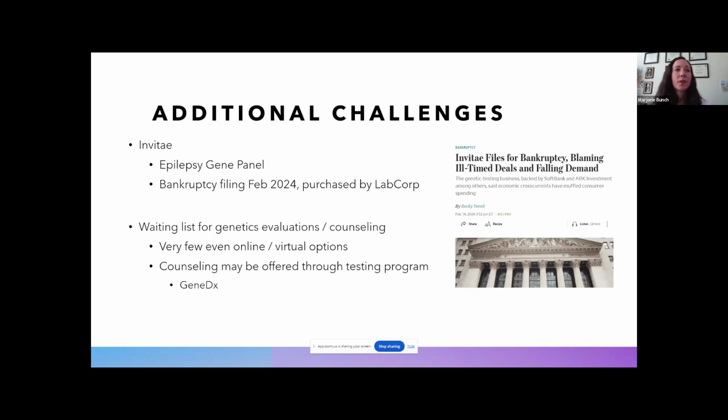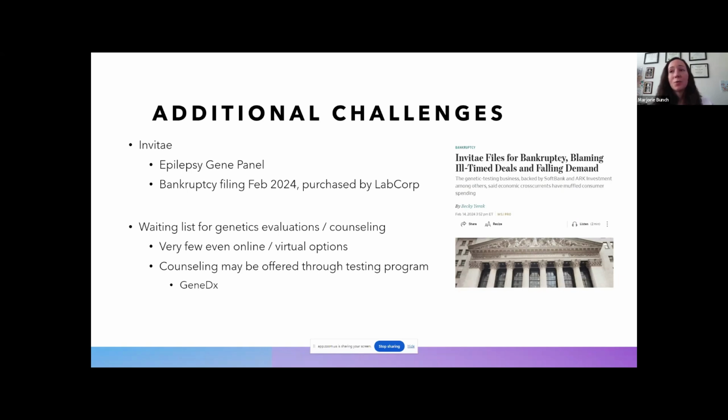Additional challenges. So Invitae testing was really common. It was the most common panel that I used for a long time because they had a nice epilepsy gene panel. They filed for bankruptcy earlier this year, and now they've been bought out by LabCorp. So a lot of my patients are in process there, we have to go through the insurance changes and different authorizations, and where you get your blood drawn is different. So it's caused a little stress in our system.